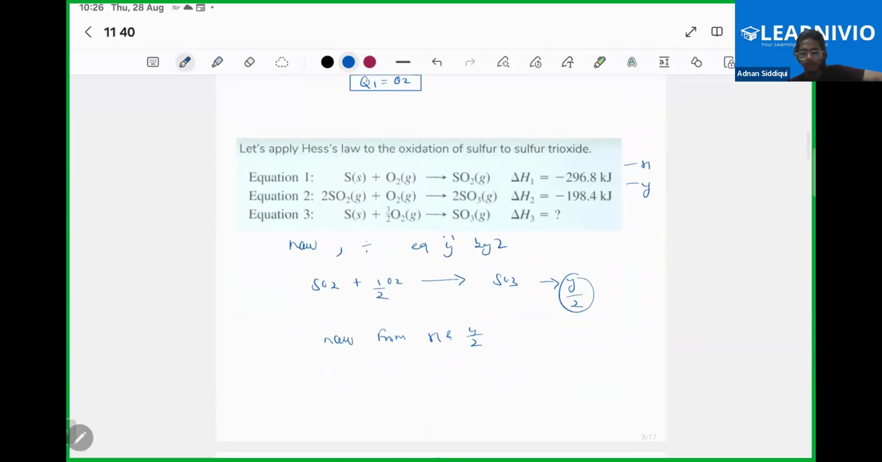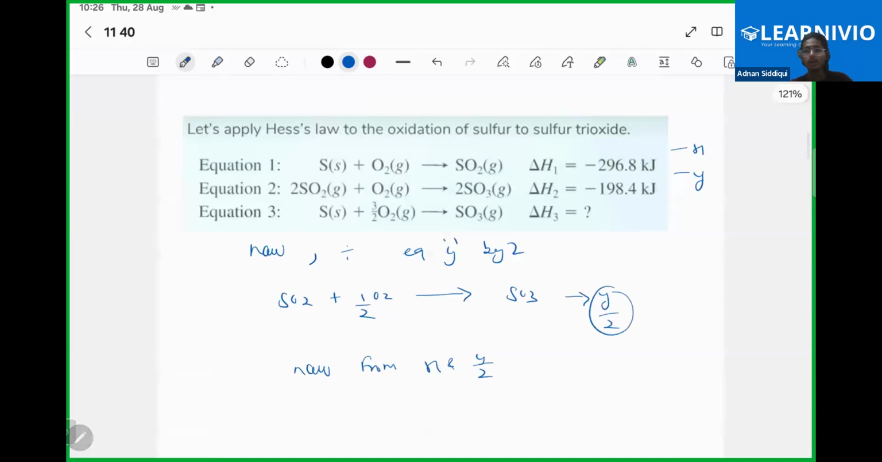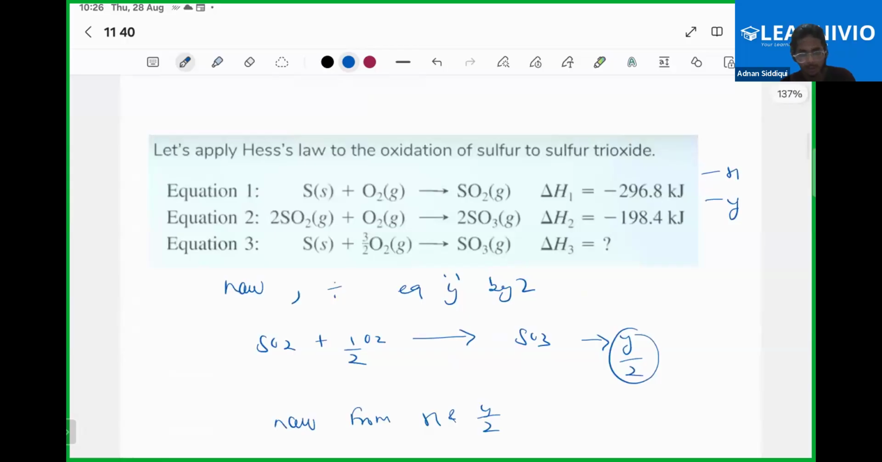Now let us take a question, how they are going to give you questions in your exam. Let's apply Hess law. This is a chemical reaction. You are given equation 1 and its enthalpy value, equation 2 and its enthalpy value. You have to find equation 3's enthalpy value. So you have to relate the first two and get a relation for the third one. Let us see how we are going to proceed with this question, right?